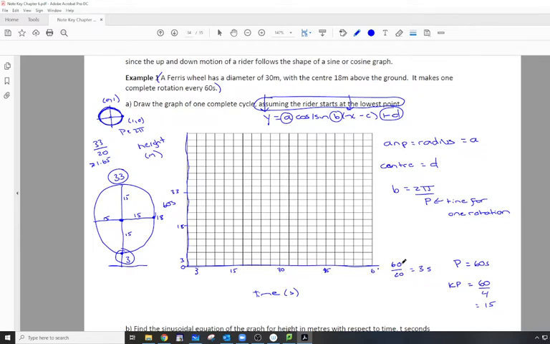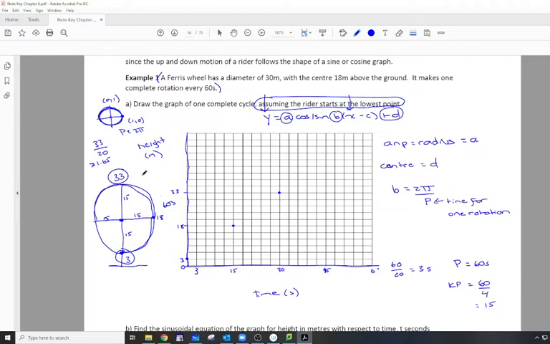Okay, let's graph this. So assuming that my rider starts at the lowest point, it means at 0 seconds, they're at a height of 3 meters. Now, every 15 seconds, they're going to go through the rotation. So at 15 seconds, they're going to go up to the midline, right? So we've started at the bottom, we're going up to the midline, and then we're going to go up to the top. So at 30 seconds, they're going to be at the top of the rotation. So here, and then they're going to come back down.